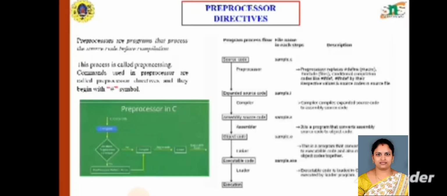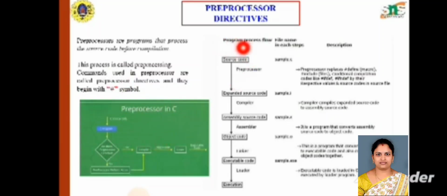So preprocessor, what is a preprocessor? Preprocessors are programs that process the source code before compilation. This process is called preprocessing. Commands used in preprocessor are called preprocessor directives and they begin with the symbol hash. So this is the preprocessor in C, which we saw in the previous videos.